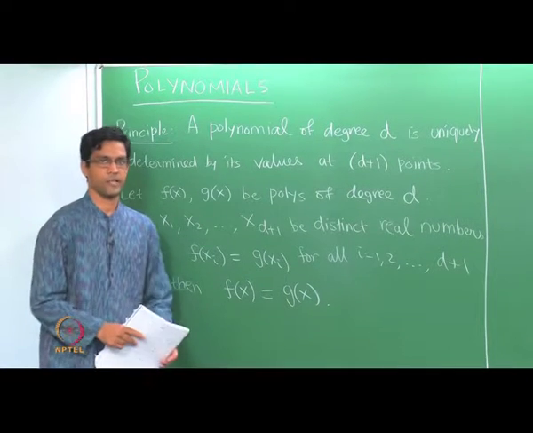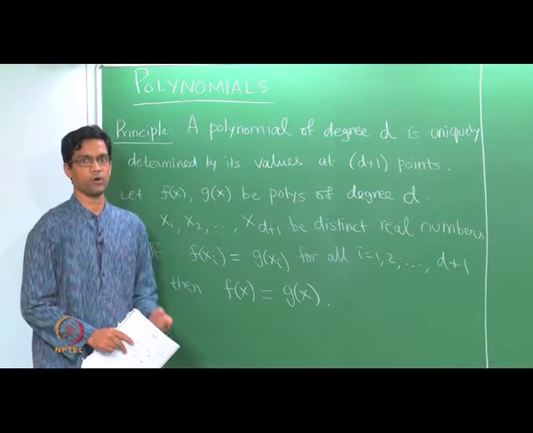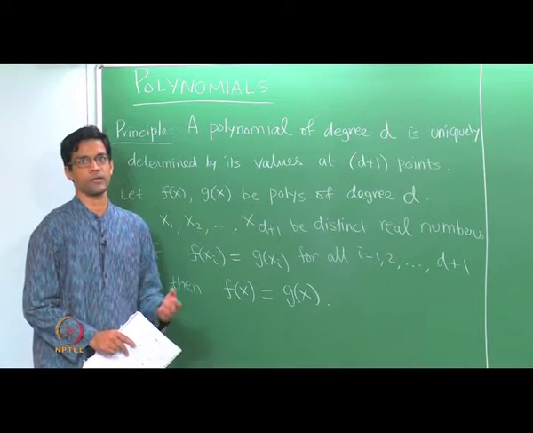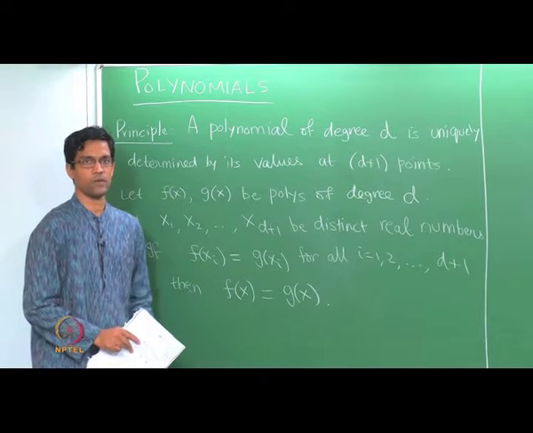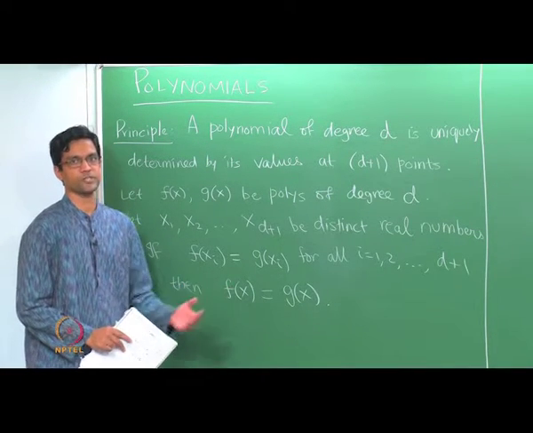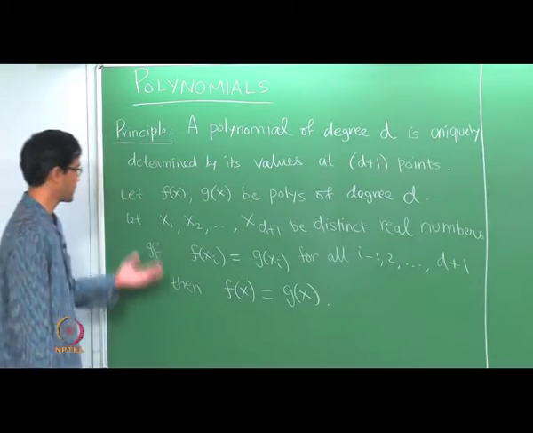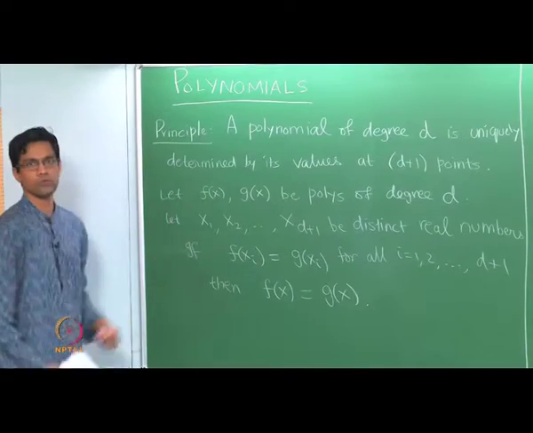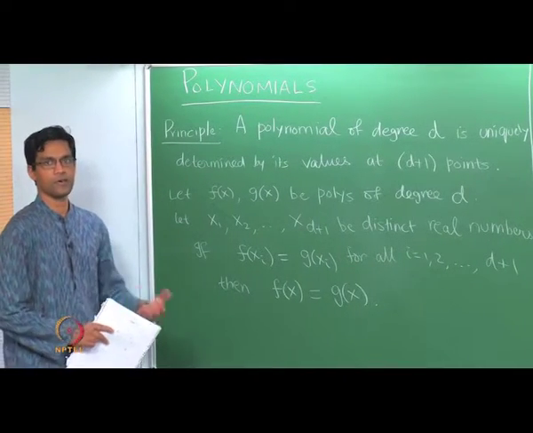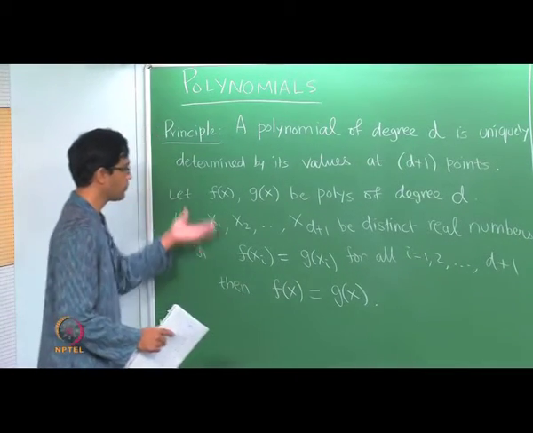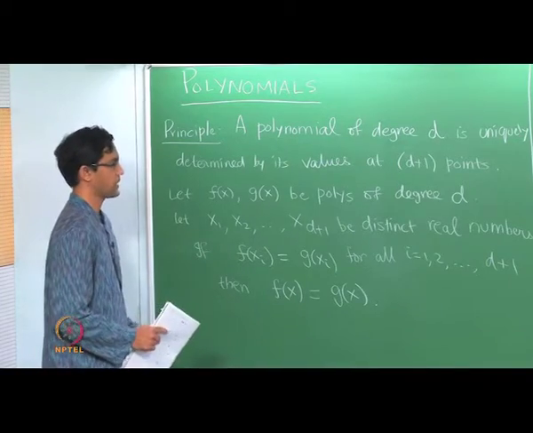So if f of xi equals g of xi for these d plus 1 distinct points x1, x2 till xd plus 1, then the polynomials f and g must actually be the same, they must be equal to each other. That is what this principle means when you write it out in a little more detail. So, let us see how you would actually prove a statement like this.